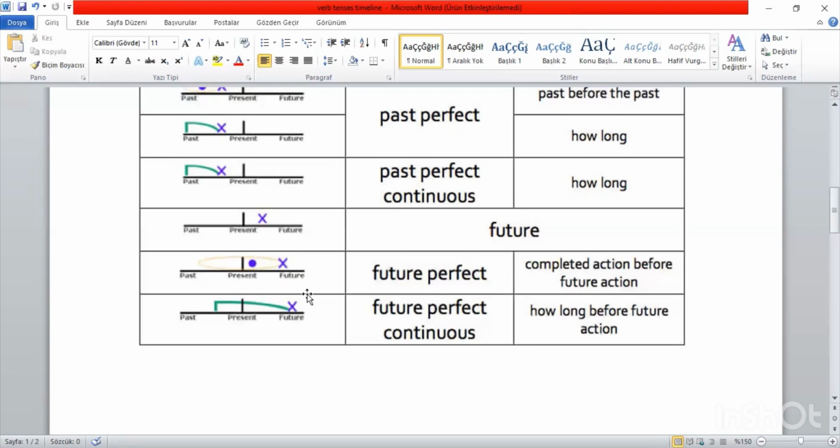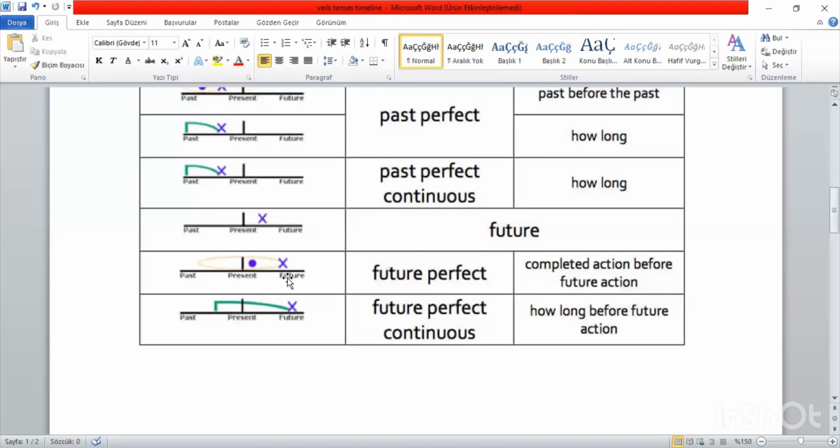So it means that your action might start in the past, at present, or in the future. It doesn't matter. The most important thing here is that the action will be finished in the future, at a specific time in the future. So the specific time is the key here, okay? The specific time is the key.